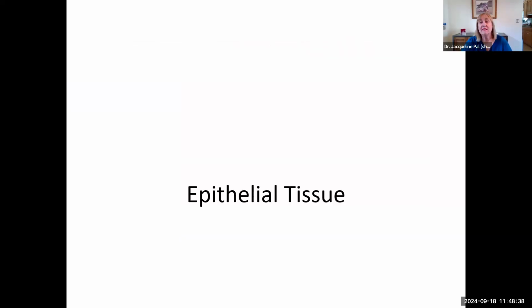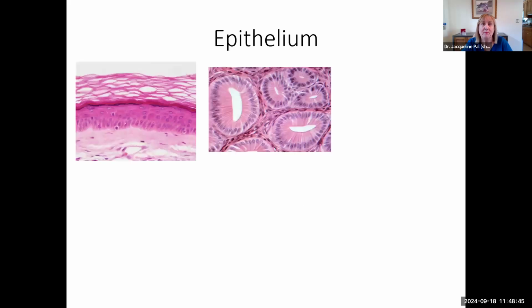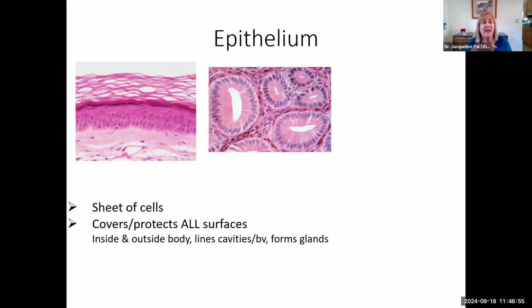Hi, welcome back. In this section, we're going to start learning about epithelial tissue, or as it's sometimes called, epithelium. And when we are learning about epithelium, first we have to understand what it is. It is a sheet of cells that covers and protects every surface in your body. On the outside of your body, that's epithelium.